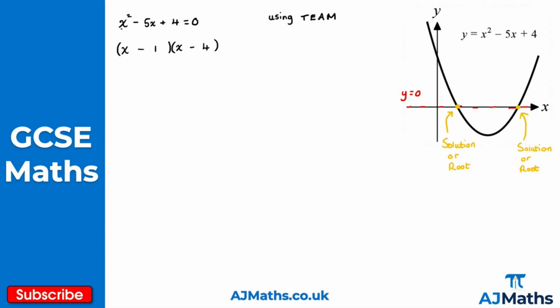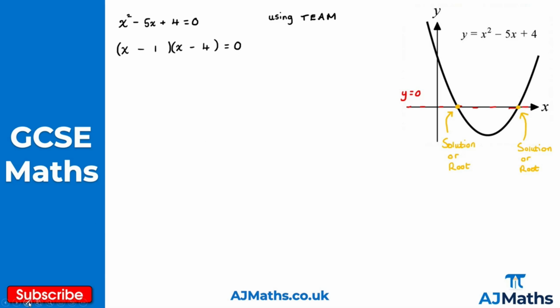Now, if this quadratic here is equal to 0, that also means these double brackets are also equal to 0 because these two expressions are equivalent. They're the same thing, just a different way of writing it. So these double brackets will also be equal to 0. Now, this is important because these double brackets give us the two solutions.